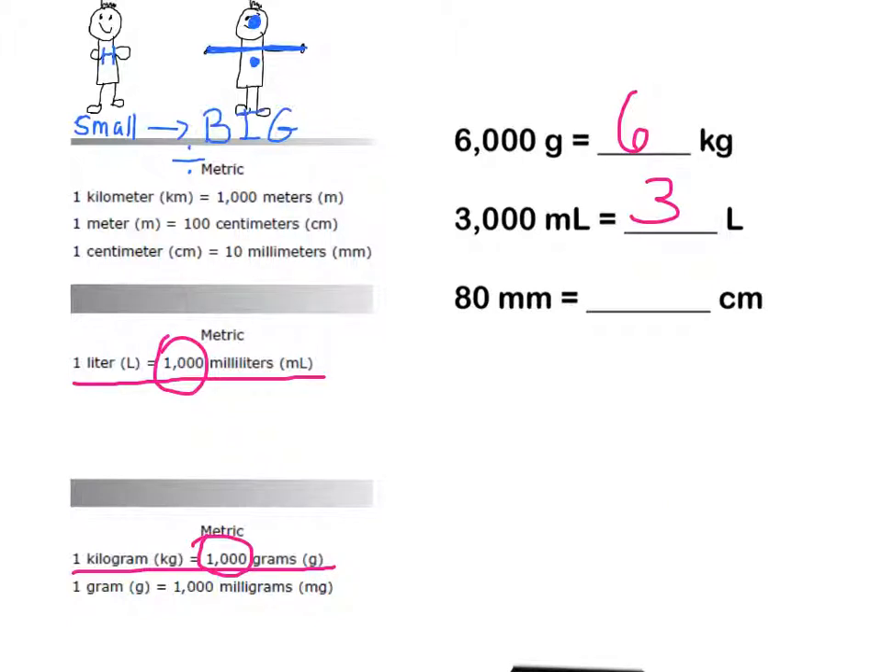Then our last problem is 80 millimeters, and we're going to be changing to centimeters. If you look over here at your chart, you can see that millimeters is smaller than centimeters, and 1 centimeter equals 10 millimeters. So if we're going to be moving from that small unit to a bigger unit, we are going to divide. So let's take 80, and this time we will divide by the 10 because our chart right here tells us. And that will give us an answer of 8. So 80 millimeters is equal to 8 centimeters.